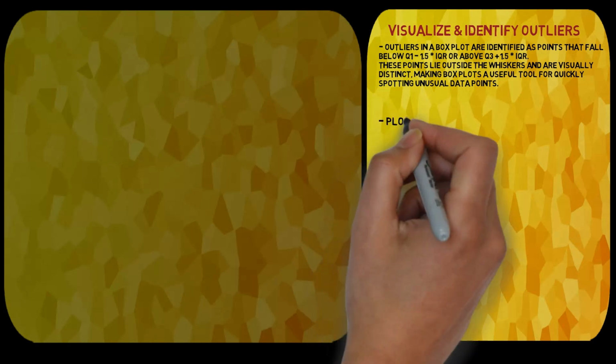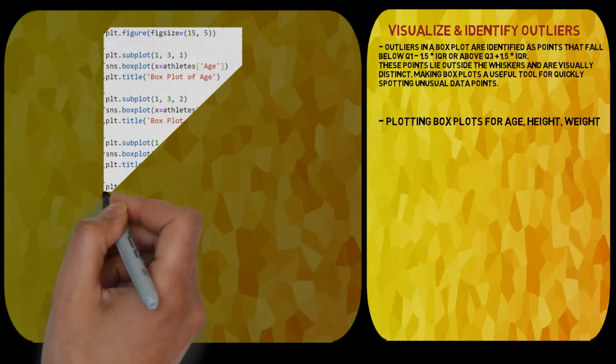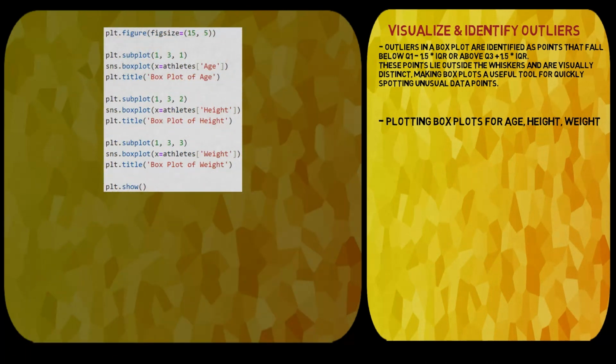Outliers in a box plot are particularly useful to identify. These are data points that fall outside the expected range and can be spotted visually as they lie beyond the whiskers of the plot. We plot box plots for age, height, and weight to check for any unusual data points that might need further investigation.